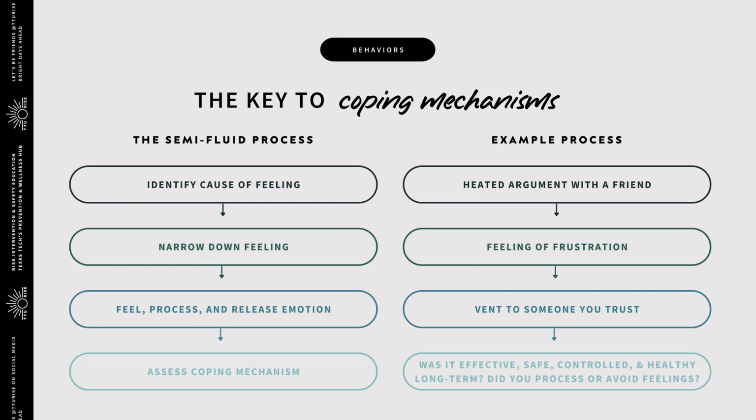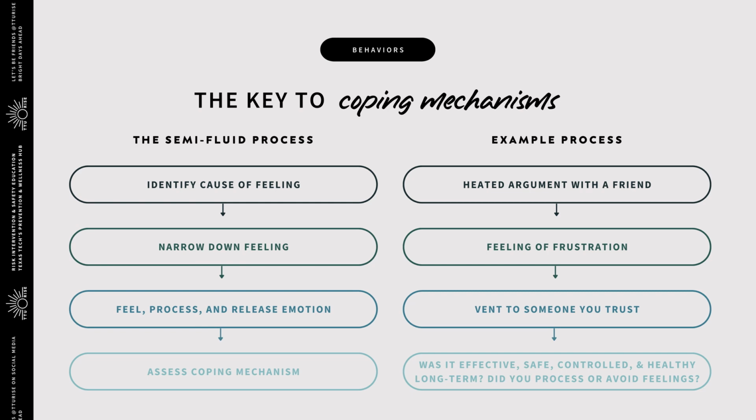Next, you want to narrow down the feeling that you're experiencing after the identified cause. So in this example, it is a feeling of frustration. Next, you want to feel, process, and release that emotion through your coping mechanism. So your identified cause is you had a heated argument with a friend, so you're feeling frustrated, and now you're going to vent to somebody that you trust.